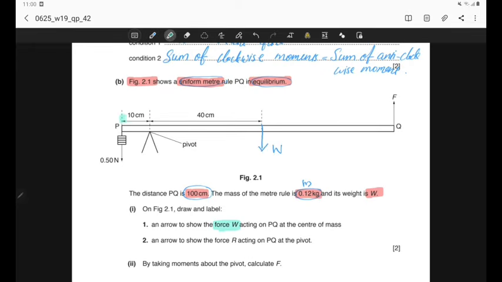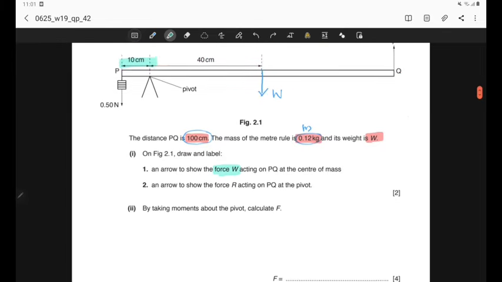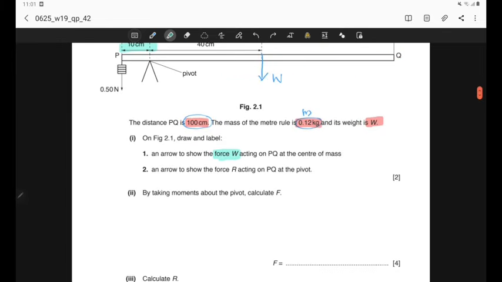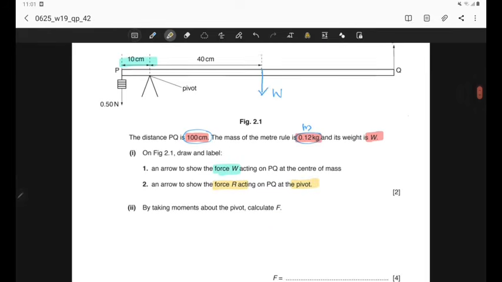So see here, it's 10 centimeter plus 40 centimeter, total 50 centimeter, that is this position. So the weight will be acting downwards. Part 2: an arrow to show the force R acting on PQ at pivot. So the force R acting on the pivot. Let's look at the figure again.